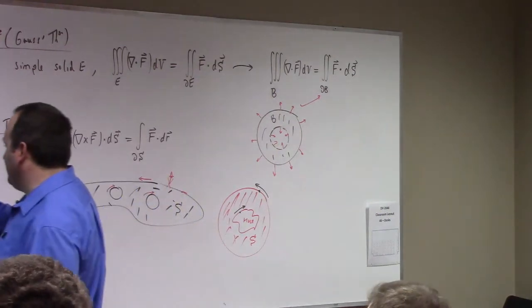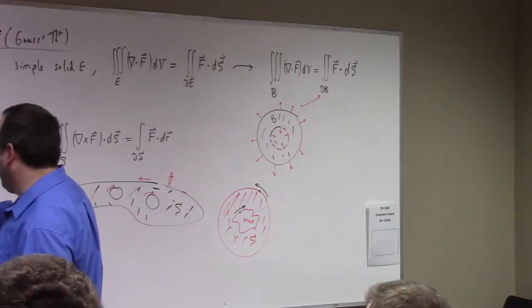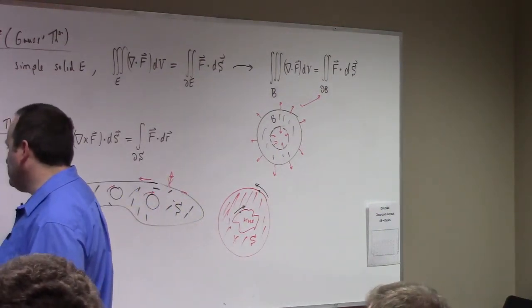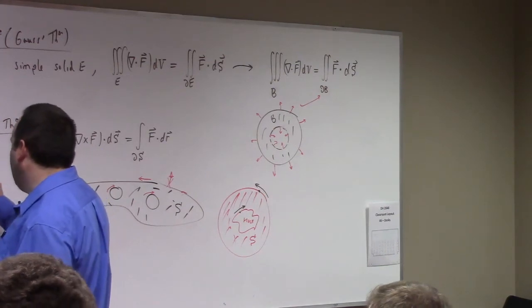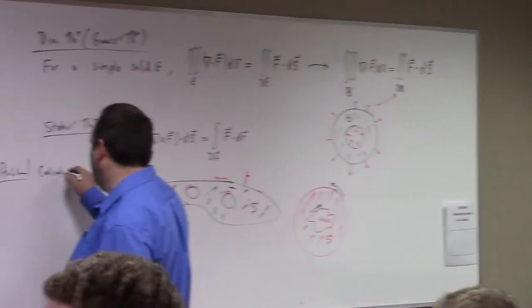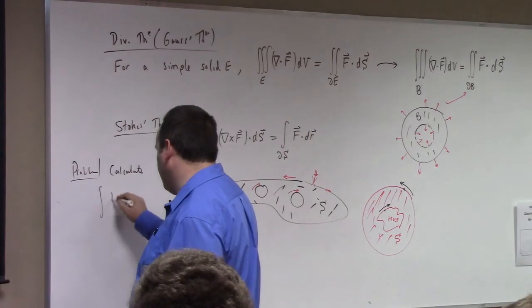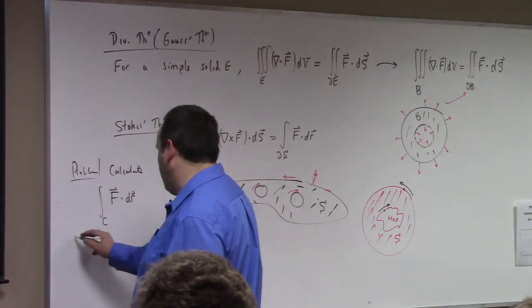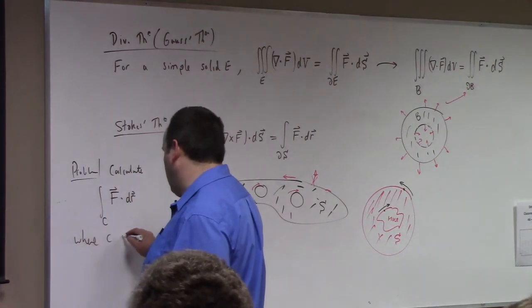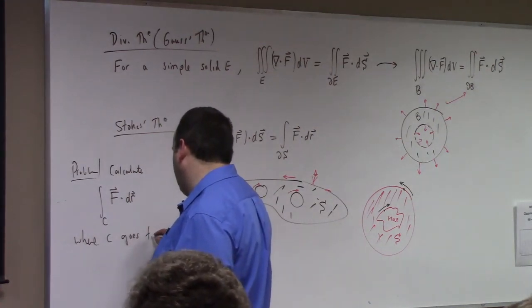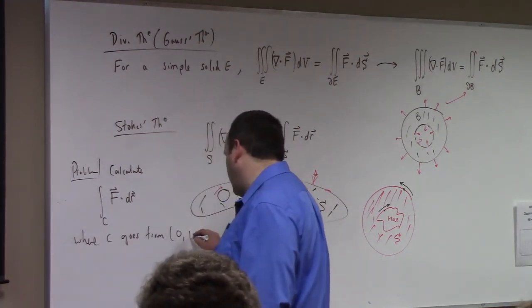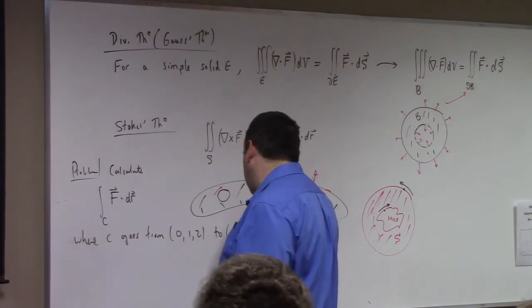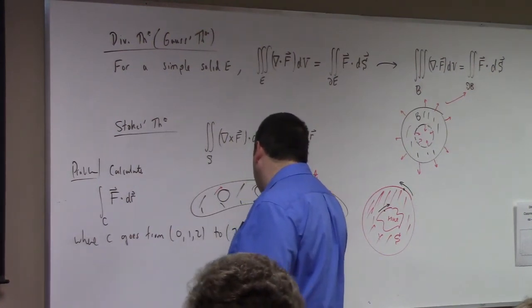You know, I have a problem. Apparently I can't write today. And I say calculate the integral of F dot dr over C, where C goes from (0, 1, 2) to (7, 8, 10).